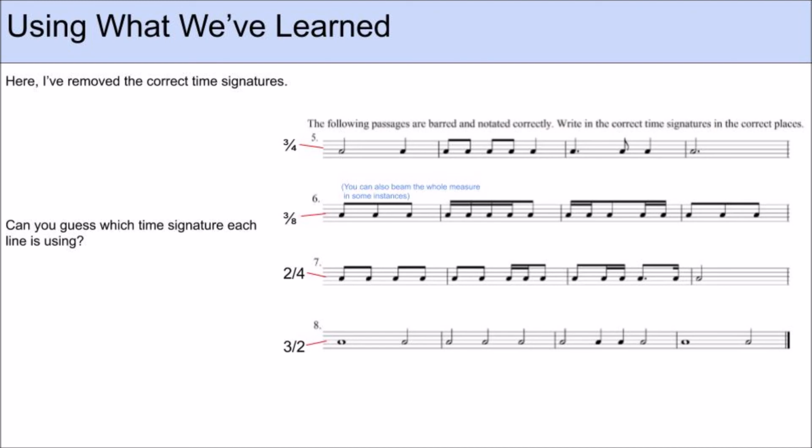A couple things to note in this slide. For number 6, when the time signature is 3/8, you'll notice that all 3 eighth notes are beamed together. You will sometimes see this. You can either beam all of them together, or you can keep each of them separate. But you would not see one isolated eighth note and then the other two beamed. That would be very unusual.